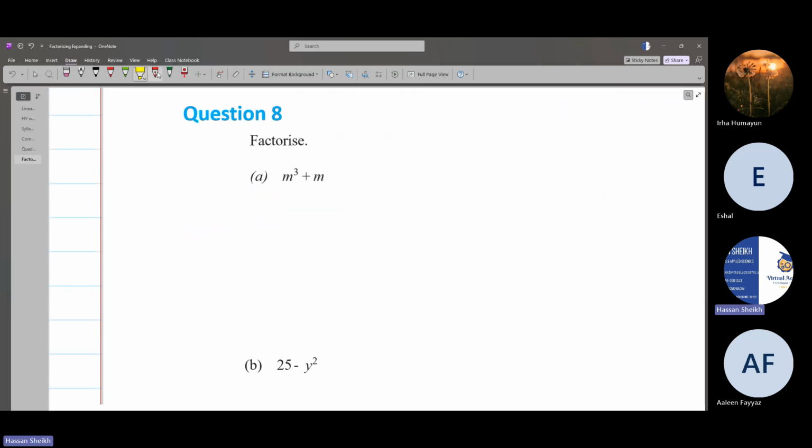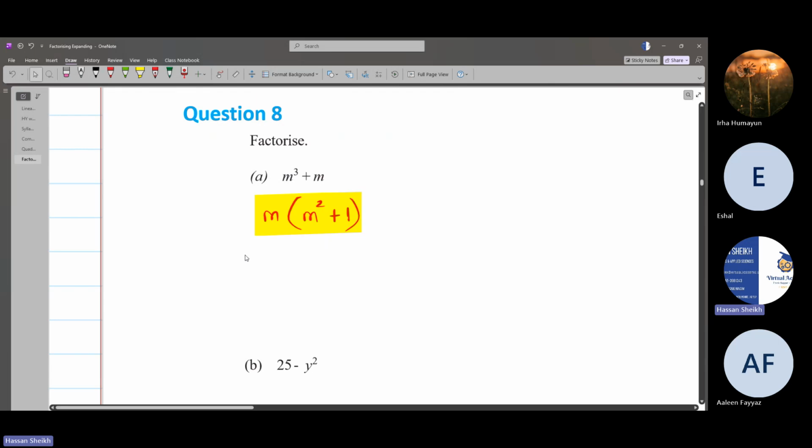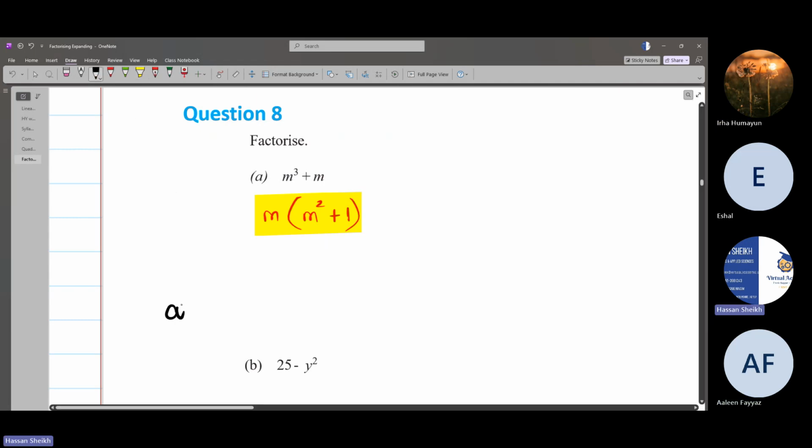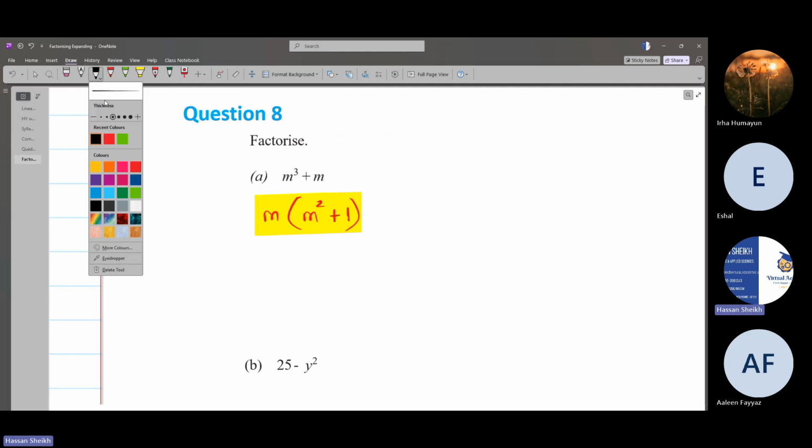Now, m cube plus m, we take m common, then inside the bracket it will be m squared plus 1. It's simple, but sometimes students get confused. Students, do you understand how I take m common and then inside the bracket it becomes m square plus 1? Yes. Okay.